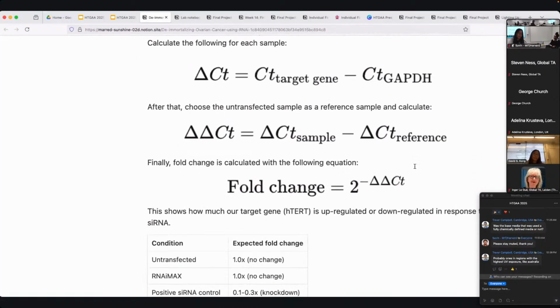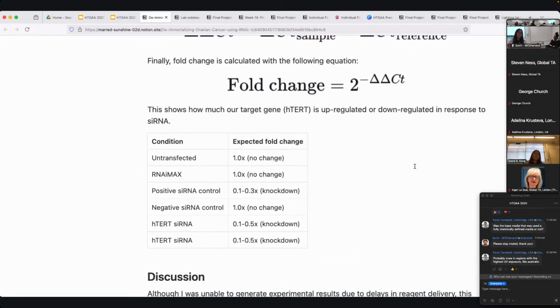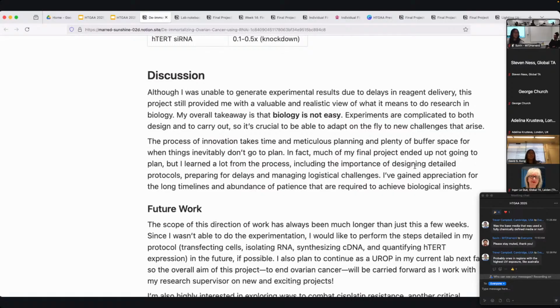And then there are some equations I can use for calculating how much hTERT is downregulated after I introduce the siRNAs that hopefully work. So I'd love to carry this out if the reagents ever come. And yeah, thanks so much.